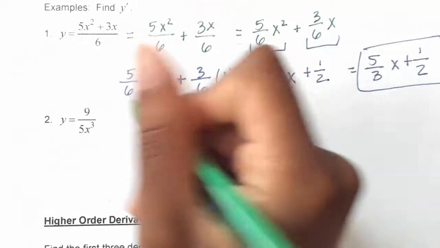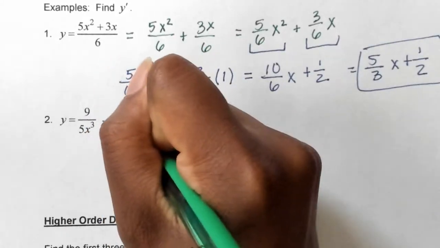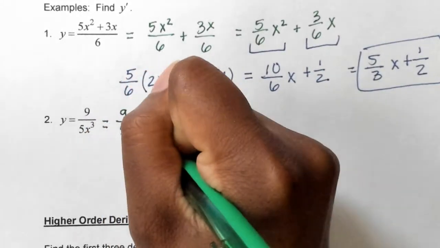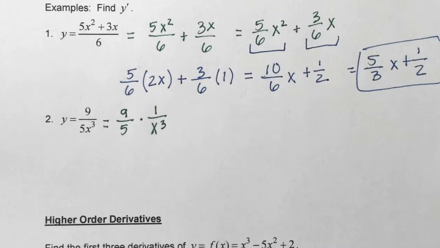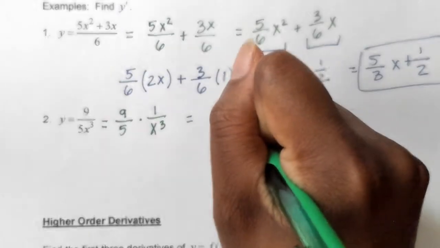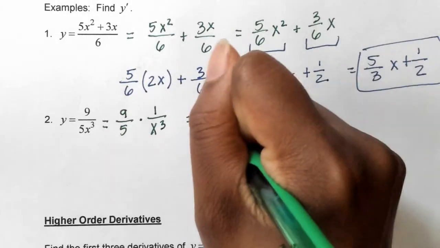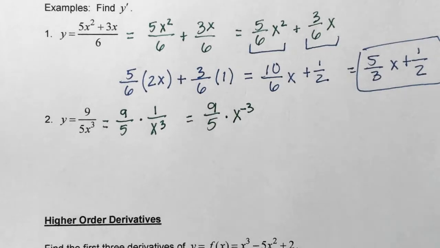Okay, for the second example, we can split this fraction using multiplication. We can split it as 9 over 5 times 1 over x cubed, and then we can rewrite x cubed as x to the negative 3. So we have 9 over 5 times x to the negative 3. And now we can use our rules for differentiation to help us to differentiate this.